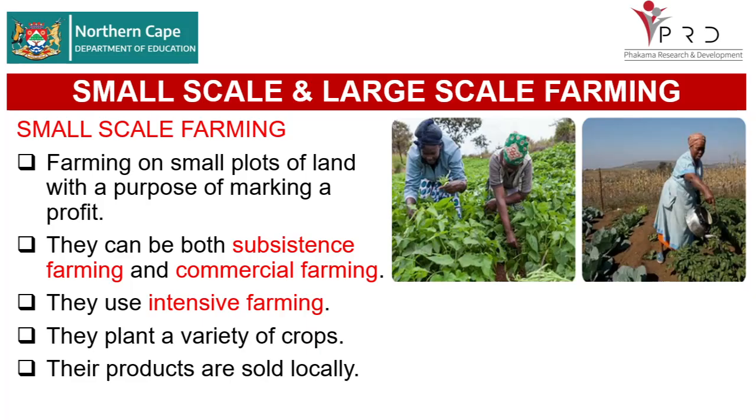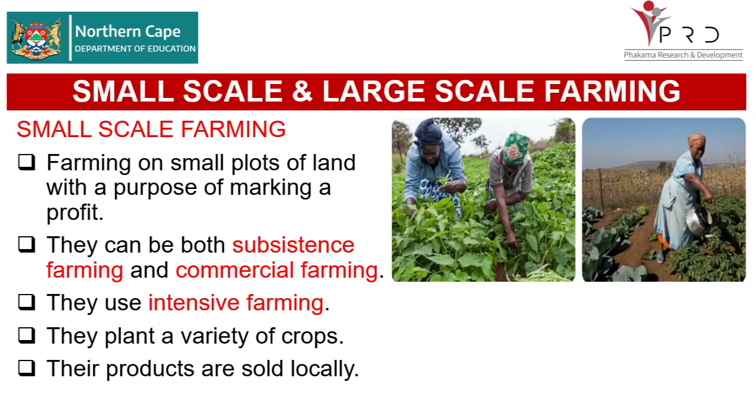Then secondly, they can also be called subsistence farming. Remember I said there are 4 types of farming, but there are 2 in pairs, 2 and 2. So your small scale farming and your subsistence farming are the 2 pair. Then you will have your large scale farming and your commercial farming will be another 2 pair. So what happens is when someone is dealing in small scale farming, they are farming in a small plot of land or a piece of land with the aim or with the purpose of making a profit.